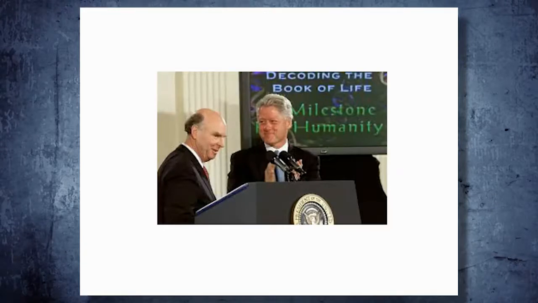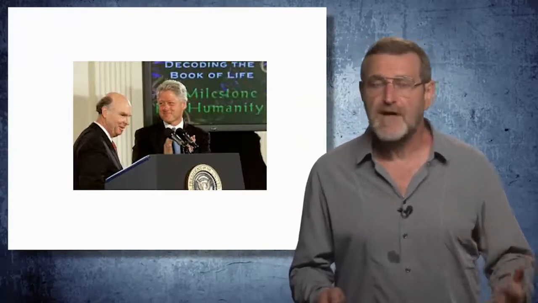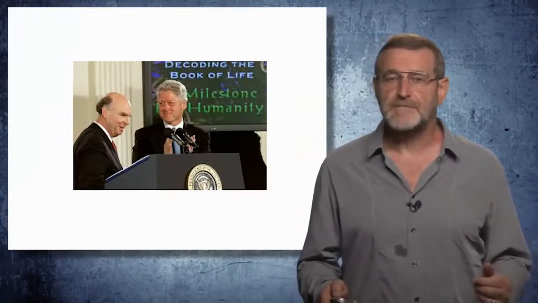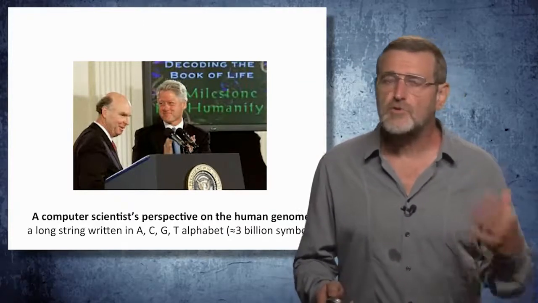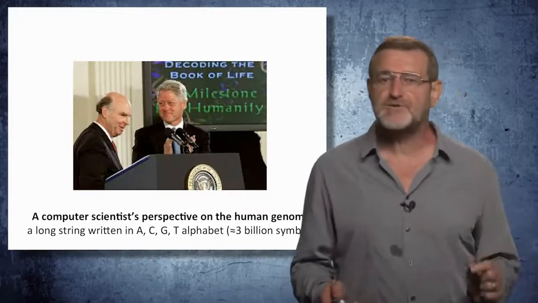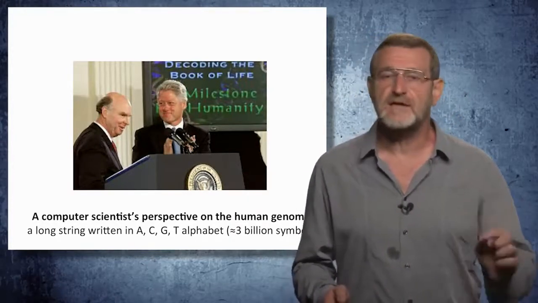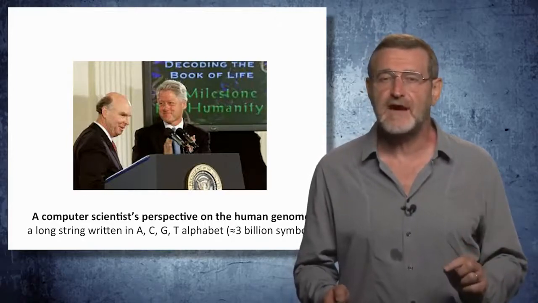And here, Bill Clinton is congratulating Craig Venter, one of the leaders of the Human Genome Project, on completion of this $3 billion mega science project. We don't need to know much about genomes for the rest of this talk. The only thing we probably need to know is that a genome is simply a long string in the ACGT alphabet.